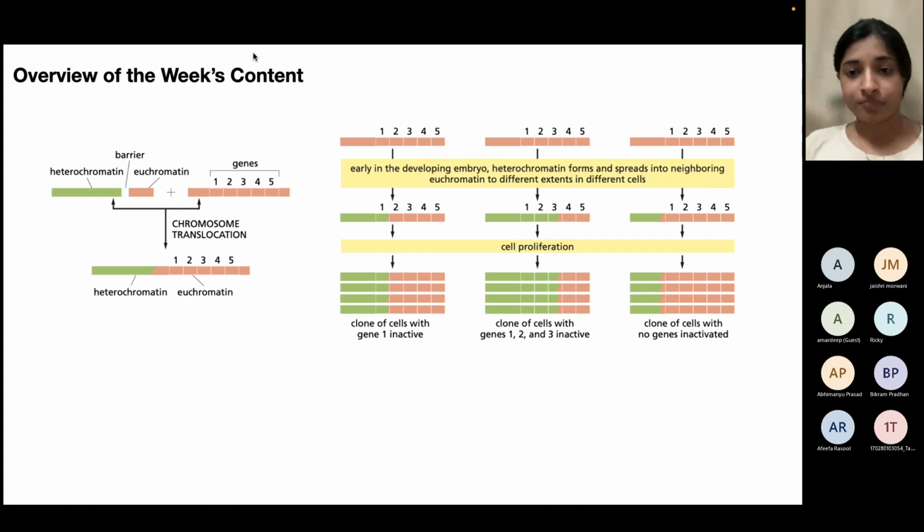Otherwise, please mute yourself. So in, say, the third daughter cell, the barrier is very much intact and the heterochromatin does not spill into any of the euchromatin. Here, all the clones will have all the genes active.